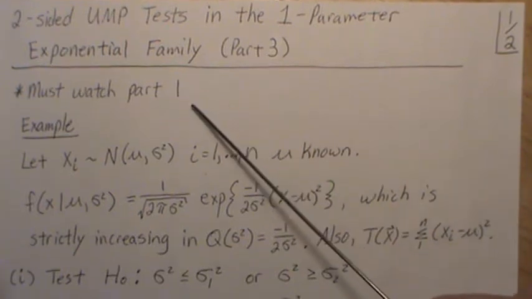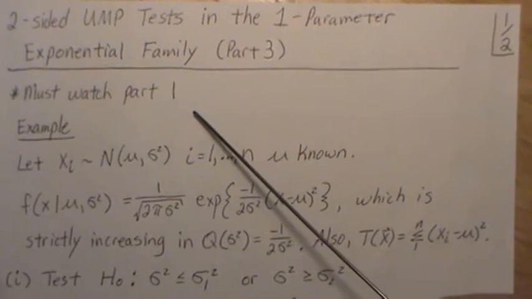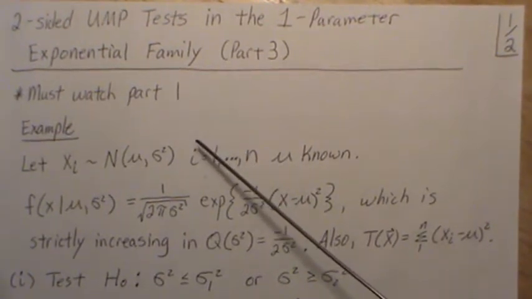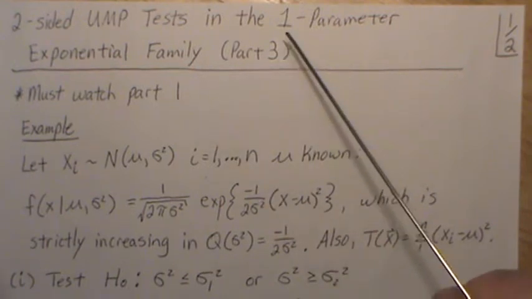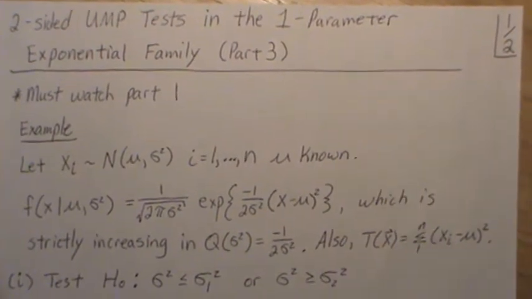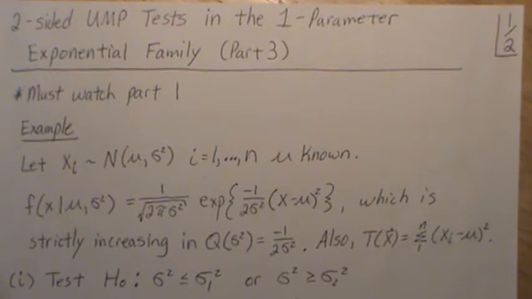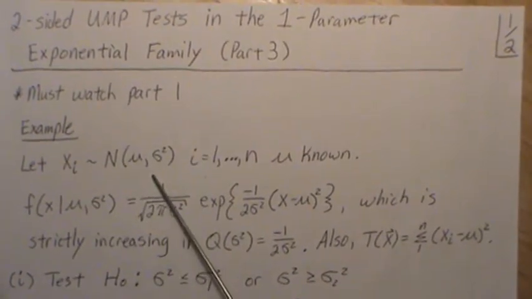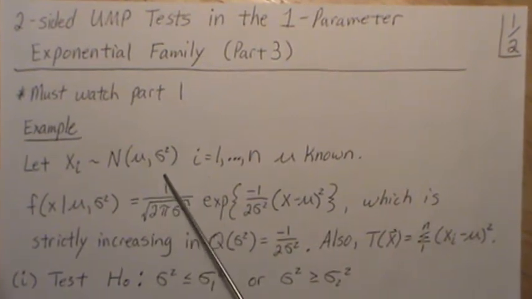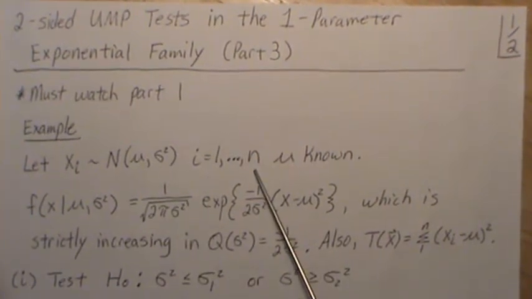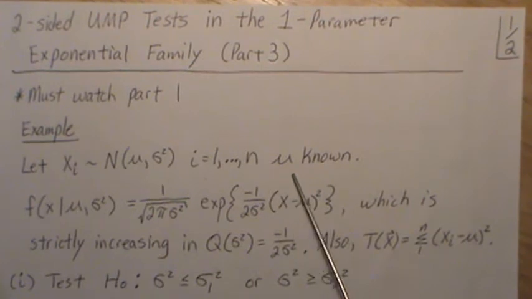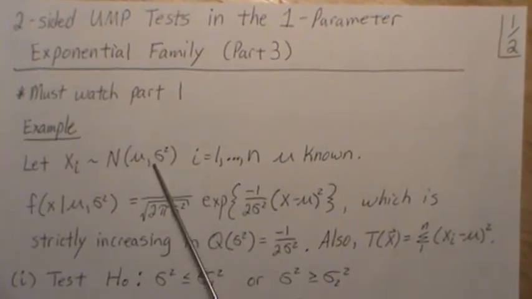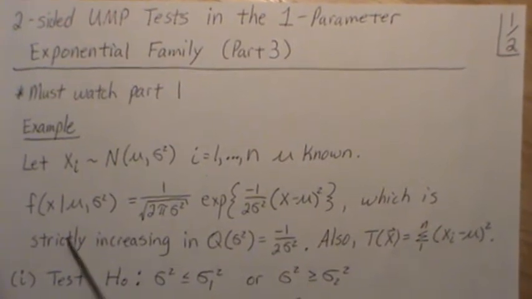Now in part 1, we showed what the theorem is that makes these a two-sided uniformly most powerful test, and it really depends upon the data following a one parameter exponential family. So here we're going to look at an example where data is normally distributed with mean mu and variance sigma squared. We have a sample size n, but we're going to assume that mu, the mean of the normal, is known, and we're going to conduct tests about the variance of this distribution.